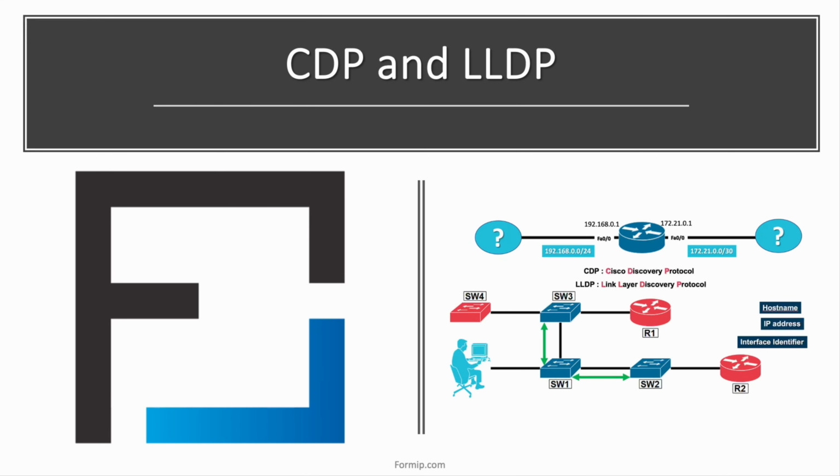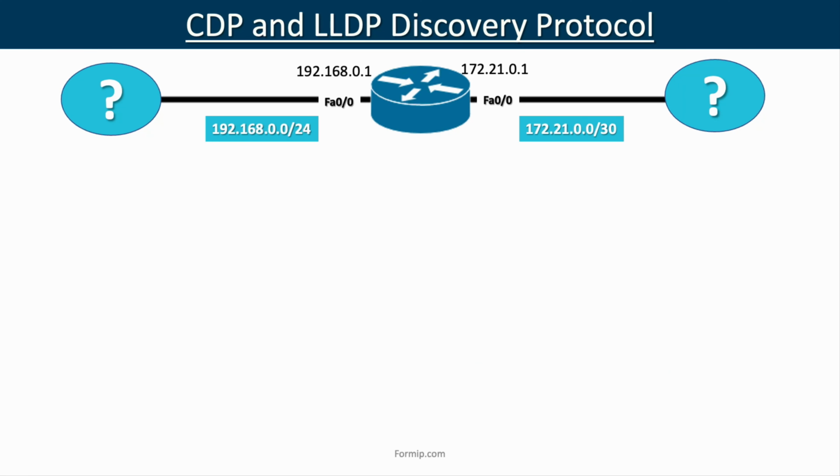CDP and LLDP Discovery Protocol. Most network devices never work on their own. In principle, they have neighbors. Knowing your own neighbors helps greatly to troubleshoot the network and make it evolve. If no documentation or schematics are available on the network, it is possible to use a dynamic discovery protocol, which allows you to give information about the devices that are directly connected, as well as certain features.